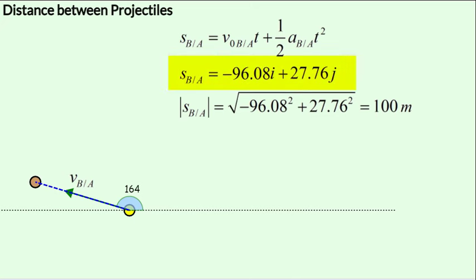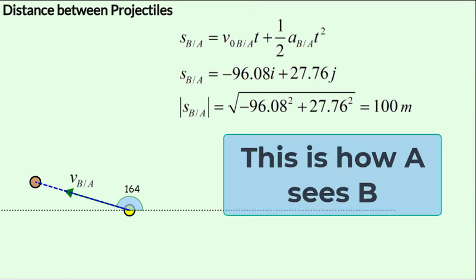The displacement after a second turns out to be minus 96.08i plus 27.76j, and the magnitude of this is 100 meters. So after a second, A and B will be 100 meters apart. And this is as seen from A's frame of reference. A sees B traveling in a straight line with a uniform velocity.